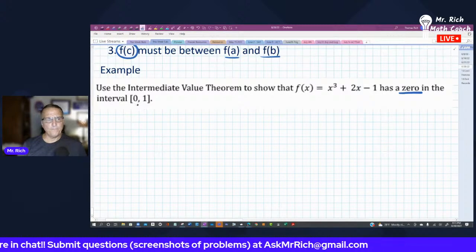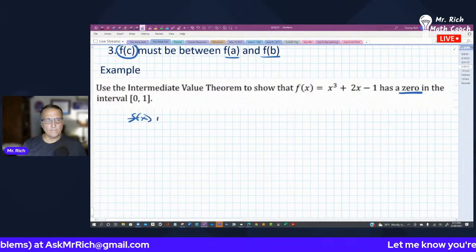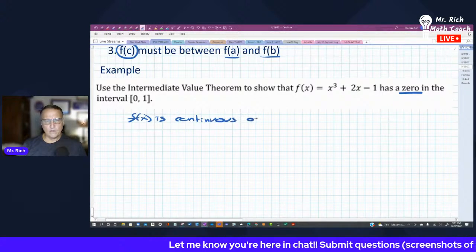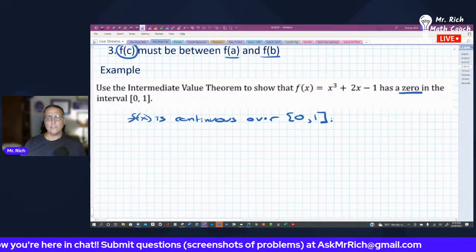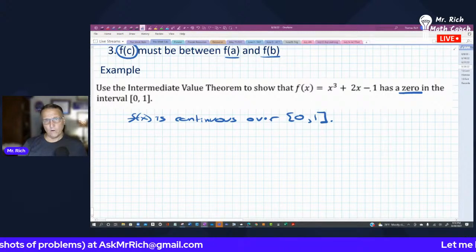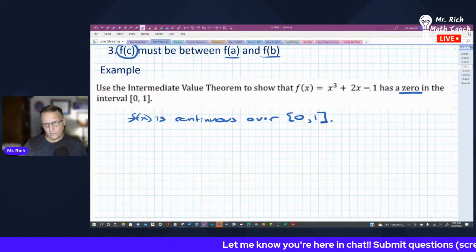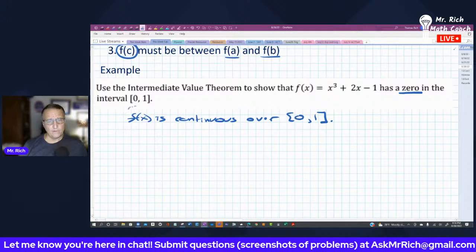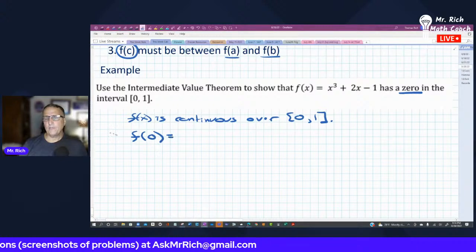So here's what we do. Here's our interval. First of all, is this function continuous? Yes, f of x is continuous over the interval 0 to 1. I'm not going to state why it is. It's self-evident, right? This is a polynomial, and all polynomials are continuous over all real numbers, and their domain is all real numbers. So that's the first condition. Now, the next thing that I have to do is evaluate the function at x equals 0 and x equals 1. So let's do that. So f of 0 is equal to negative 1.